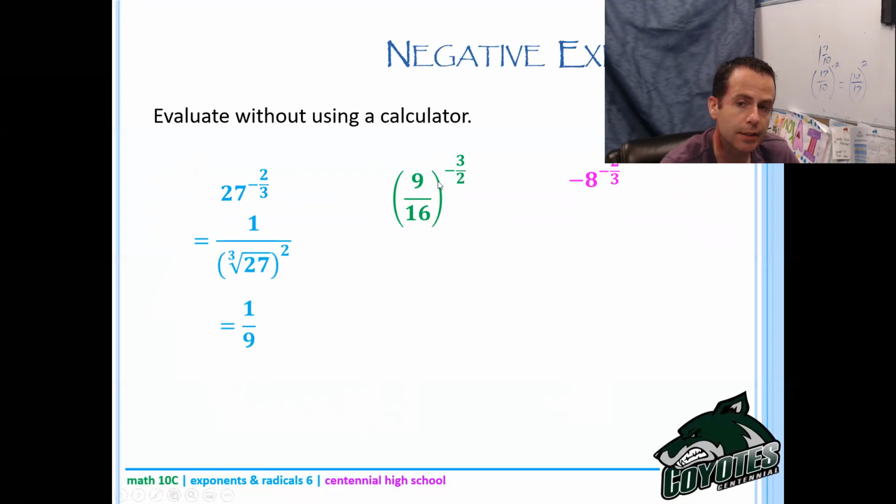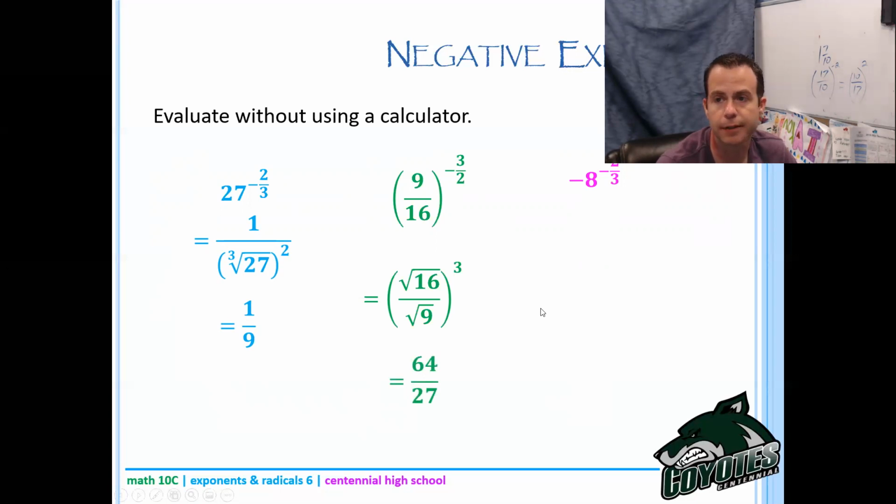9 over 16 to the negative 3 over 2, I'm going to flip it first so that I have a positive exponent. So that will be 16 over 9 to the 3 over 2. I'm going to square root them. So that's 4 over 3. And then I have to cube it. So that would be 64 over 27.